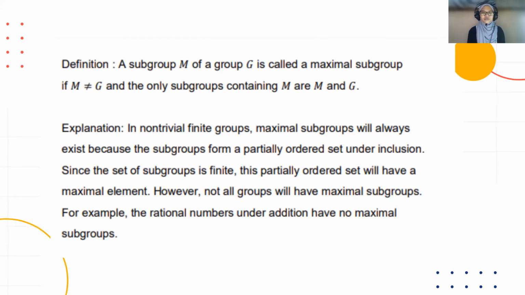In non-trivial finite groups, maximal subgroups will always exist because the subgroups form a partially ordered set under inclusion. Since the set of subgroups is finite, this partially ordered set will have a maximal element. However, not all groups will have maximal subgroups, such as the rational numbers under addition, which have no maximal subgroups.